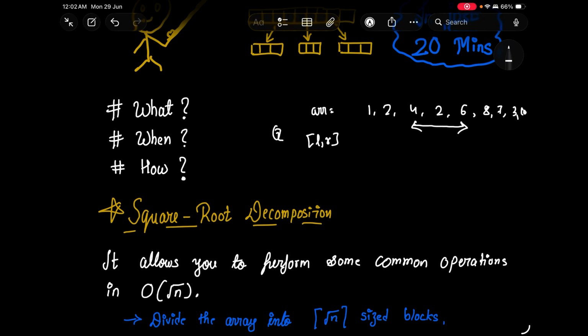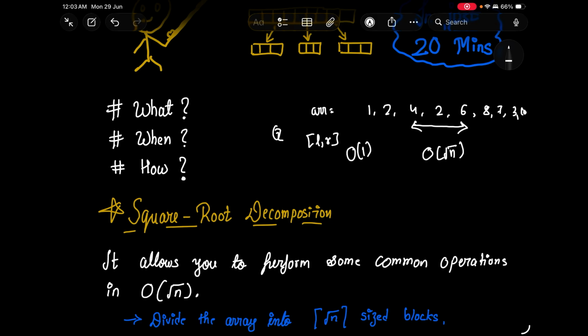Now you can easily do this with prefix sum in order of 1. You know that this is a basic concept. But in case I tell you that you don't have to use prefix sum, and you have to solve this problem in order of root n for each query, then how would you approach it?